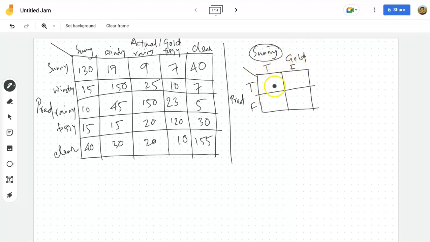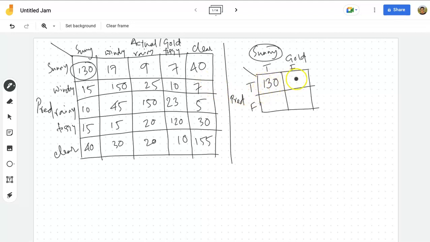So how to construct this table? Now in the first cell, it is true. So basically actual is also sunny and prediction is also sunny. Let's check from this table only. So this is the thing: 130. Actual is sunny and prediction is sunny, so this will be 130.